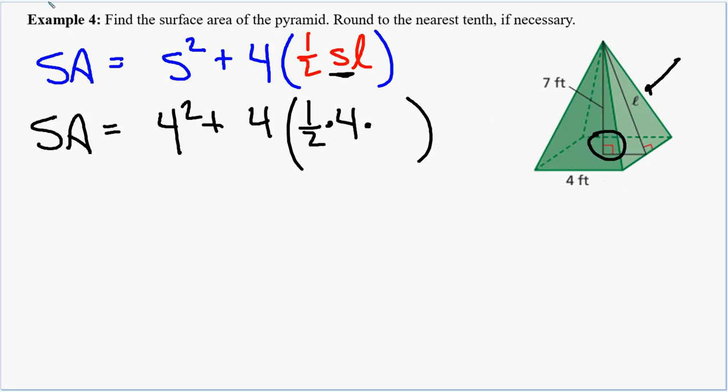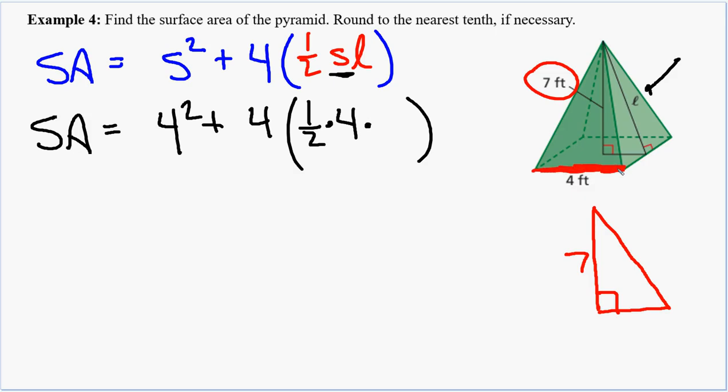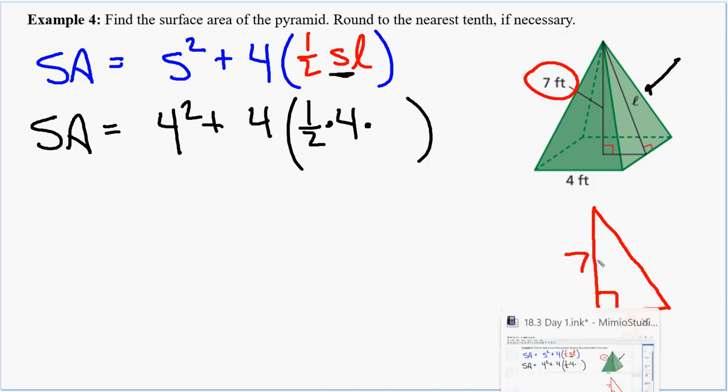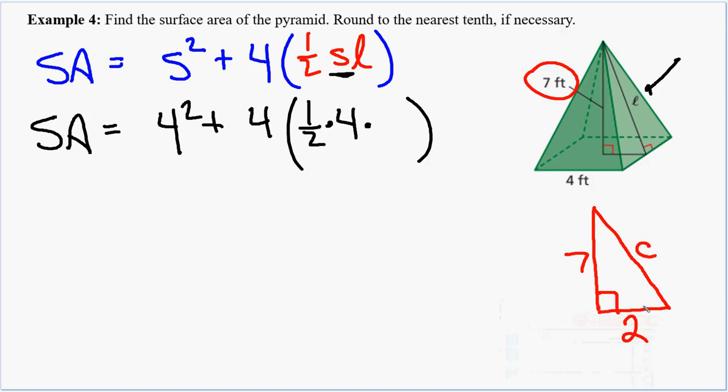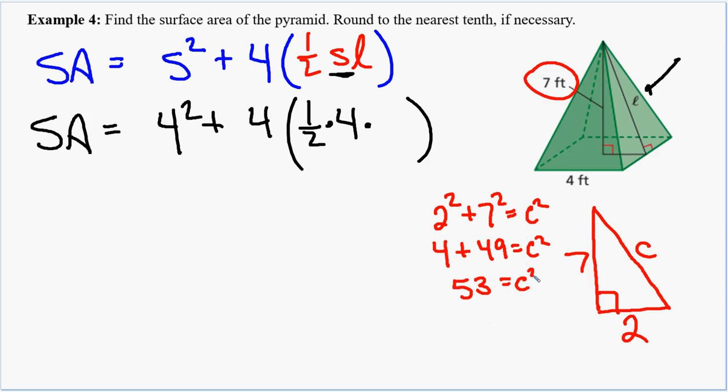Luckily, this is a right triangle we can see down there at the bottom. So I'm going to sort of copy that inner triangle out here. And let's see, this is labeled as 7 feet. Now the entire side here is 4, and this would be exactly half of that. So down here is a 2. And now we're going to find our missing hypotenuse, which we usually call C, with Pythagoras. 2 squared plus 7 squared equals C squared. 4 plus 49 is C squared. 49 and 4 add up to 53 is C squared.